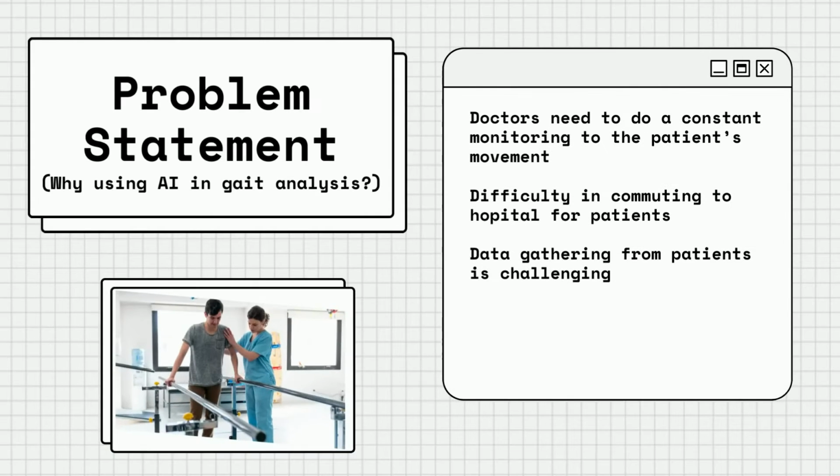Now, let's talk about why current research is leaning towards applying AI with human motion. For instance, let's take a look at how a doctor assesses a person with abnormal gait at a hospital. For a doctor to diagnose someone with this disease, they need to do constant monitoring of the patient's movement, and after several sessions, they can confirm the diagnosis.